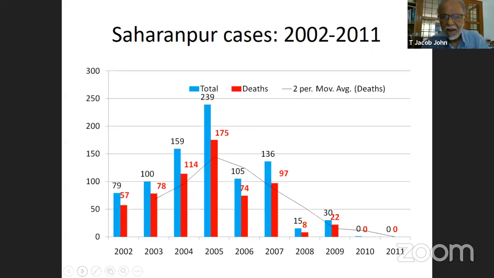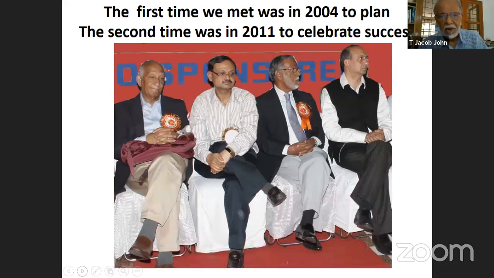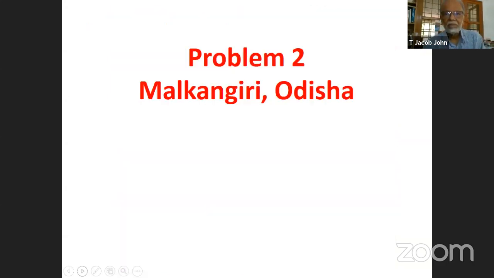Look at the numbers coming down from 2007 onwards in one hospital. And 2010 and 11, 2012. Next slide. The team: the pathologist on the left, pediatrician in the middle, myself the third, and the epidemiologist the fourth. We met for the second time physically. First time to plan, second time to celebrate. Next slide. Problem 2.